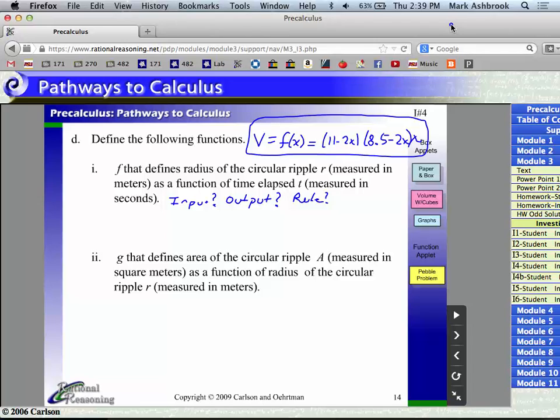He wants input. Agree with that? Yep. Your rule is in terms of your input variable because you're going to put the input in and that rule is going to generate the output. That rule is going to generate the corresponding output.